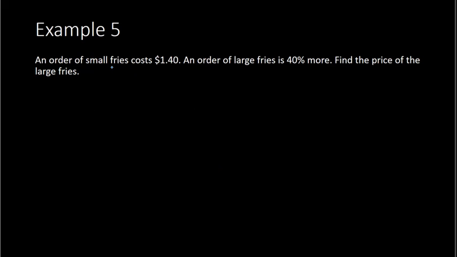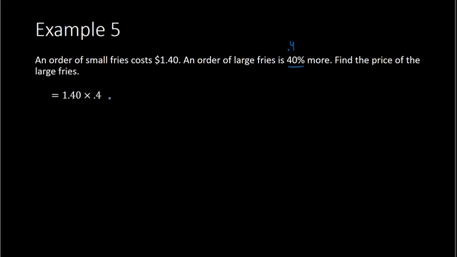Example 5. An order of small fries costs $1.40. An order of large fries is 40% more. Find the price of the large fries. So there are two different ways you can actually do this. One way is you can find 40% of 140 and then add that to 140. So 40% of $1.40 means I take 1.4 and multiply by 0.4.